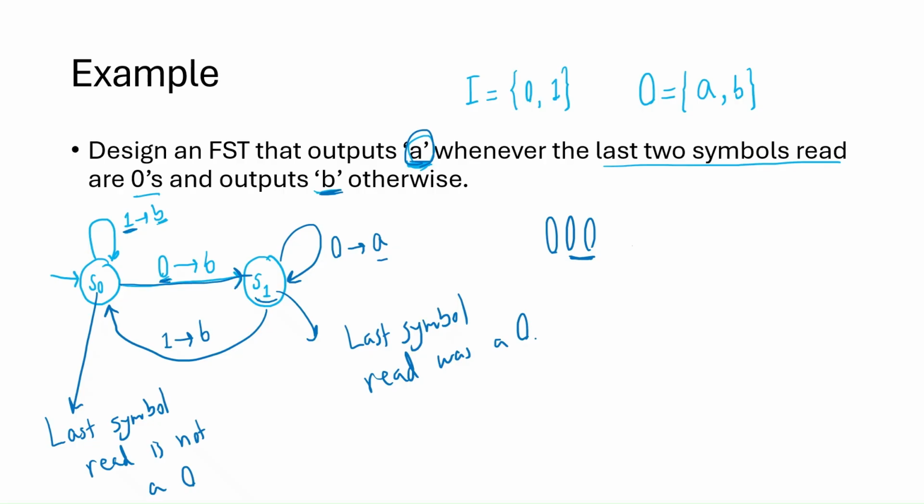And when we are here, if we read a 0, we stay, because still the last symbol that we have read is a 0. But if we see a 1, now the last symbol that we have read is not a 0, so we go back to S0. So sometimes giving them more descriptive names can help in understanding why the design looks like that.